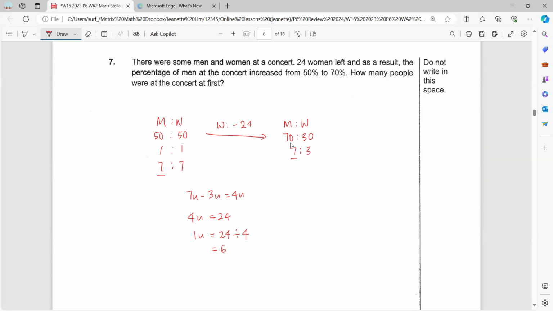Then they're asking for how many people were at the concert at first. So at first, there are 14 units. Remember, always use the new ratio. So 14 times 6. This will give us 84, and this is the answer.